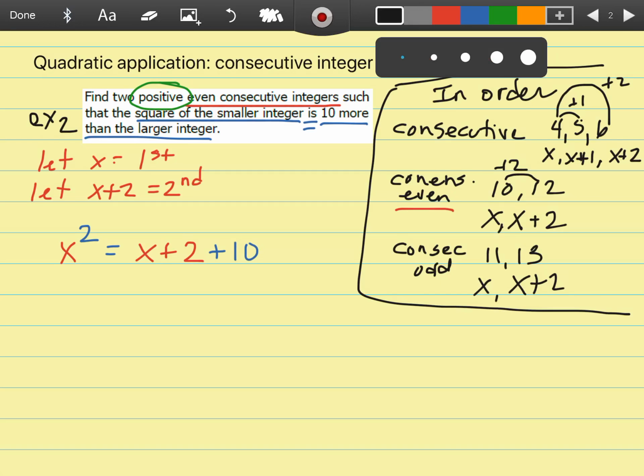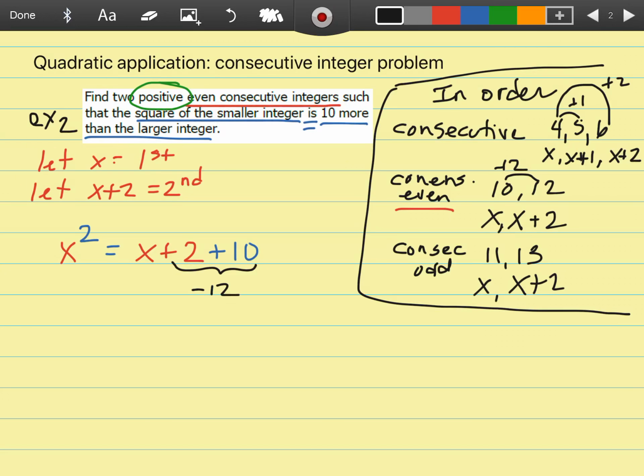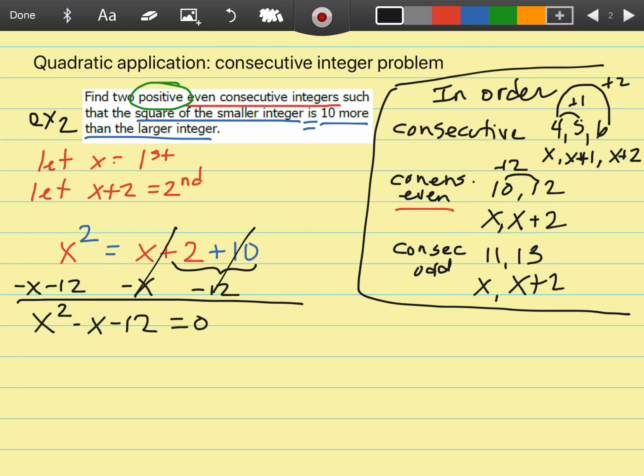Now to put all of this together, this is going to give me 12. And I'm actually going to subtract that 12 from both sides. And I'm going to subtract that x from both sides. Because in order to solve my quadratic, I want to put everything on the same side. So I'm going to have x squared minus x minus 12 equals 0. And I'm almost finished. Now I'm going to do my x puzzle. My a value in front is a 1, so I don't need to do anything else. I just jump straight to the x puzzle.